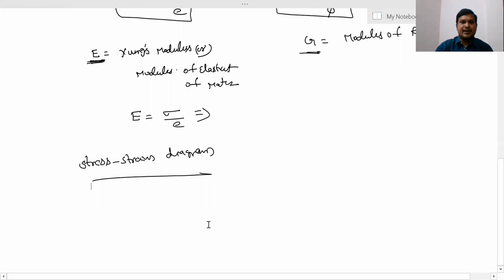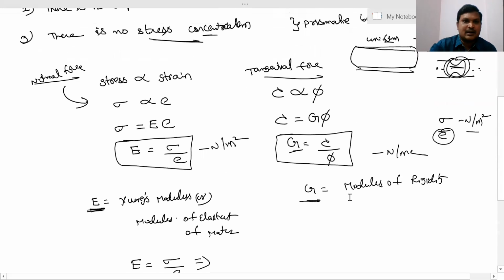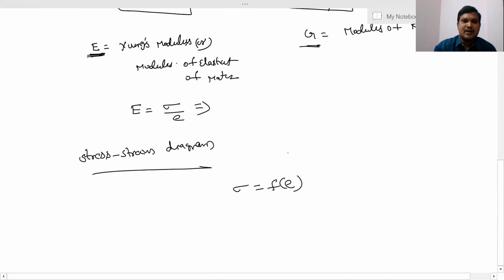So how can we represent Hooke's law in a stress strain diagram? Here our stress strain diagram indicates stress is a function of strain, because based on Robert Hooke's experiment, the stress is directly proportional to strain, meaning the stress is a function of strain. So it looks like y equals mx plus c.